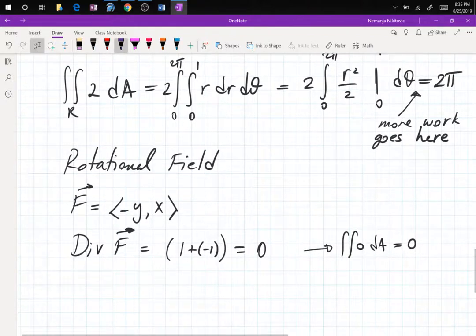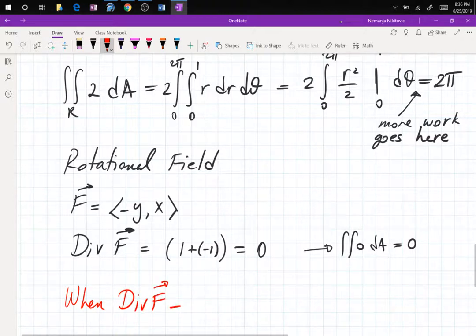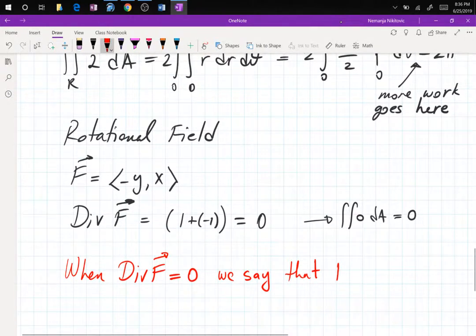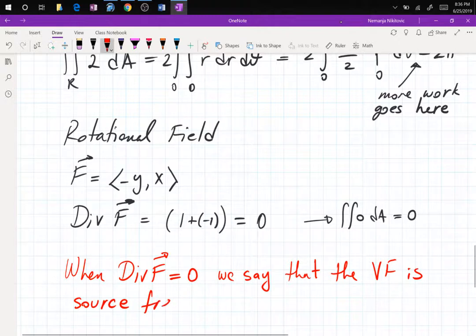Now, the rotational field gives us 0 on divergence, so we say that a field like this is source free. So the flux is 0. When the divergence of f is equal to 0, we say that the vector field is source free.